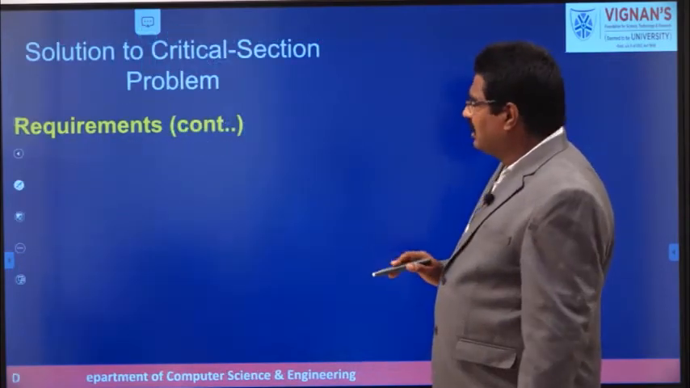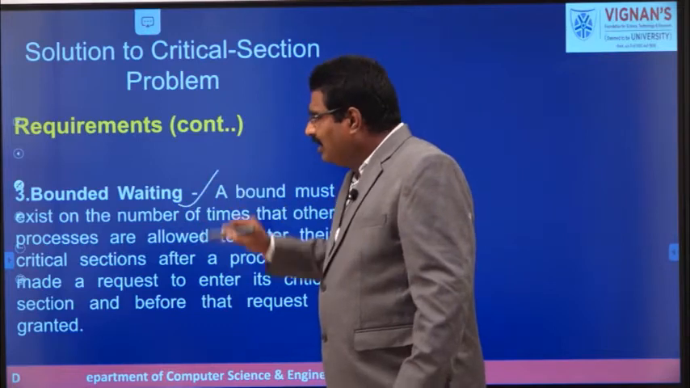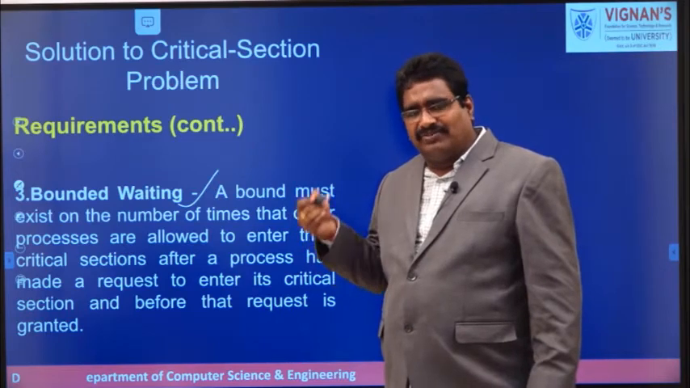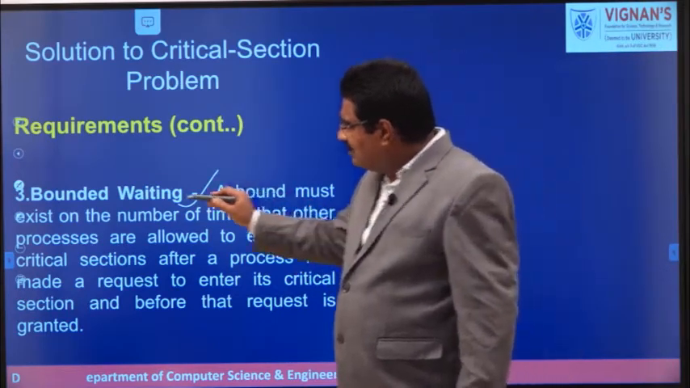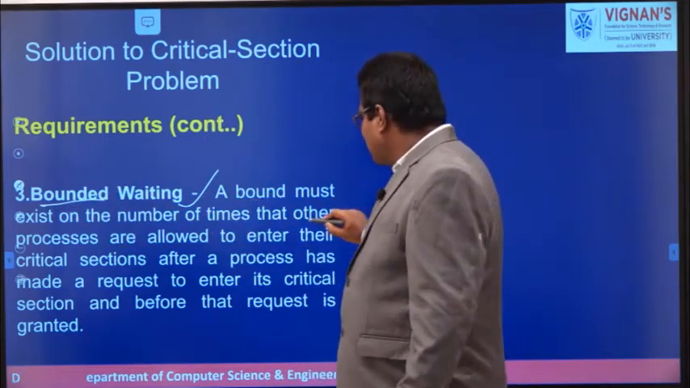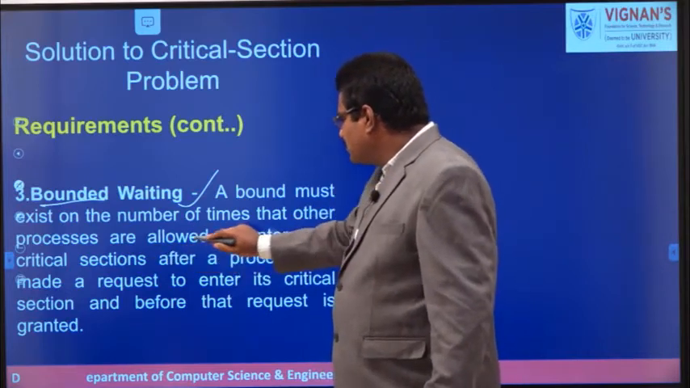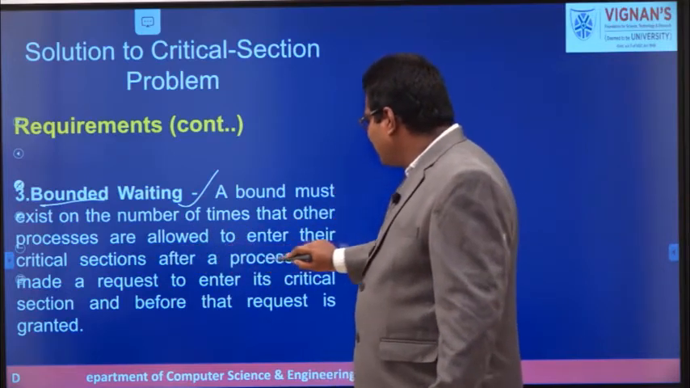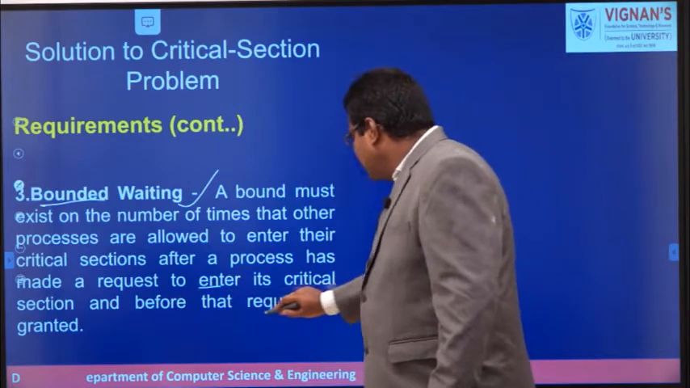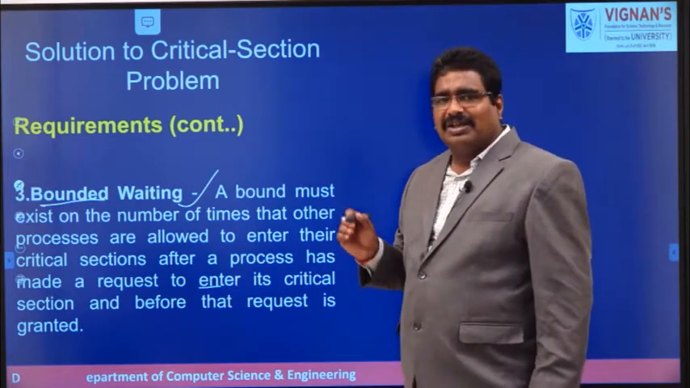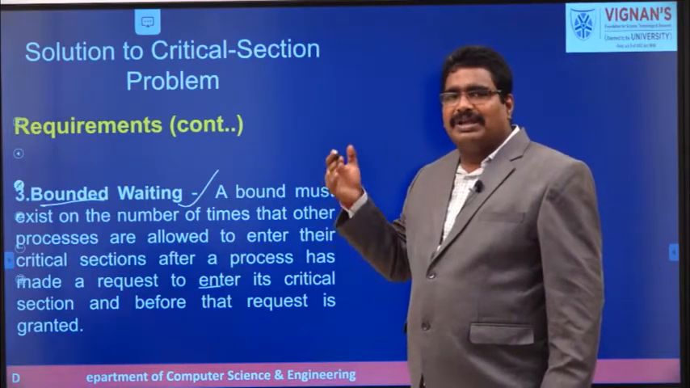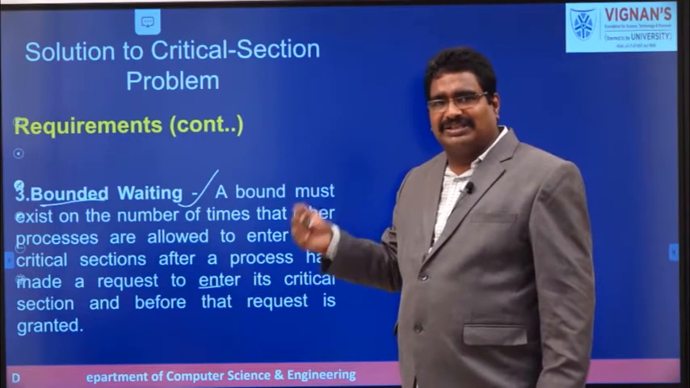Now we discuss bounded waiting. What is the meaning of waiting? A process wishes to enter the critical section. How long does it need to wait? There is a bound. What is the meaning of the bound? A bound must exist on the number of times that other processes are allowed to enter their critical section after a process has made a request to enter its critical section and before that request is granted. That is, from the time a process wishes to enter its critical section, how many times the other processes are allowed to enter theirs.